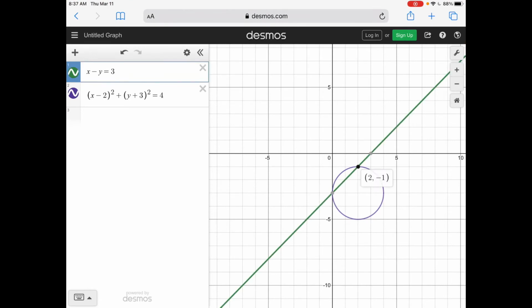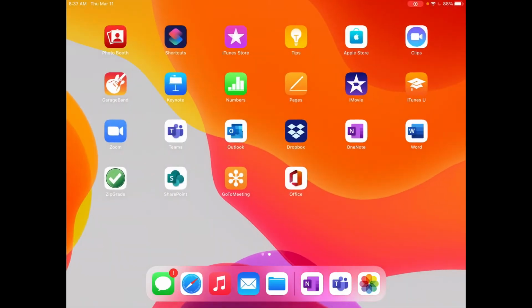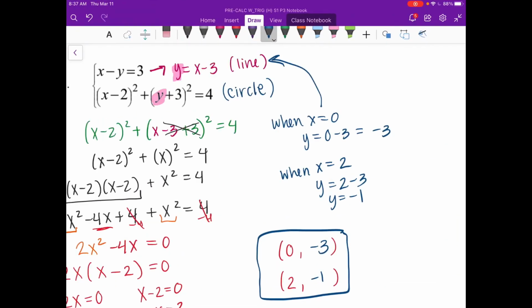Okay, here's my graph. I have an intersection at 2, negative 1, and I have an intersection at 0, negative 3. So it makes sense that this line is crossing the circle at 2 points. Now, depending on how the circle and the line are, I could also just have no intersection or one intersection if it touches it exactly once.